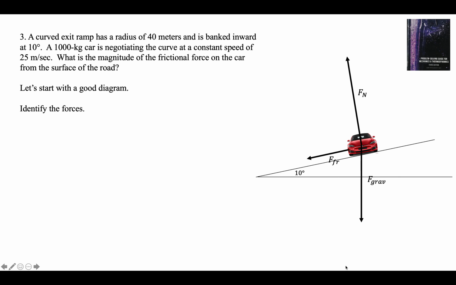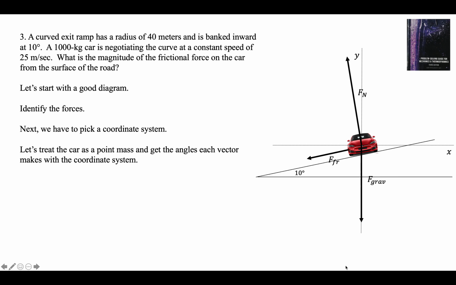Now we have to pick a coordinate system. The acceleration is towards the middle of the circle. The car is moving in a horizontal circle, and the acceleration is towards the middle of that circle. The acceleration is directly to the left. If we put the x direction there, then a sub x is v squared over r, and a sub y is 0. So that's what we're going to do.